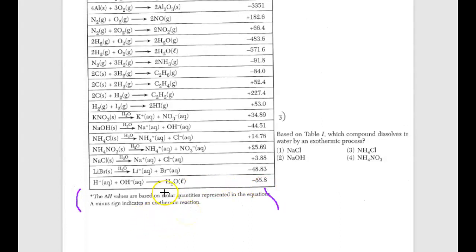We're looking for sodium chloride. Well, that, of course, is endothermic. It can't be number 1. Sodium hydroxide, well, that's a possibility because it's a negative value. Ammonium chloride is given as endothermic, positive again, and ammonium nitrate, or choice 4. So 3 of the 4 are positive. The only one that's negative is sodium hydroxide, meaning it's exothermic. Your answer then is choice 2.